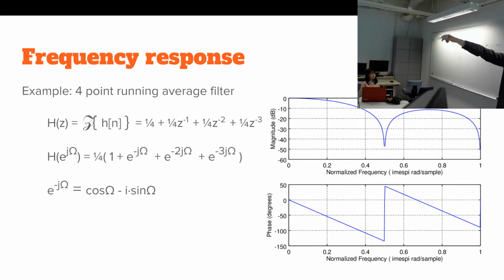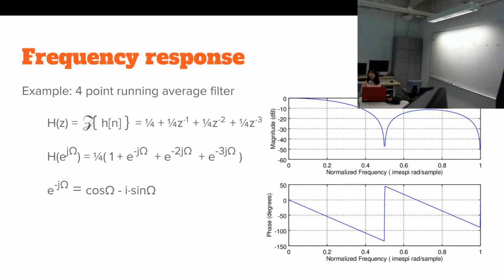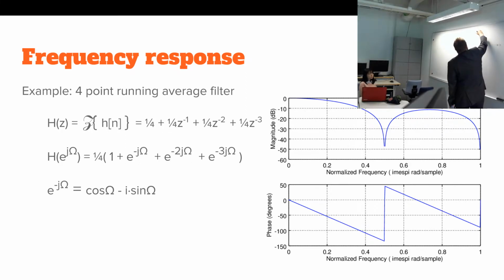Why is it not going to 0? Because, well, that's a logarithmic scale. It goes quite deep when you take a logarithm of 0. So on a linear scale, it would look like this.